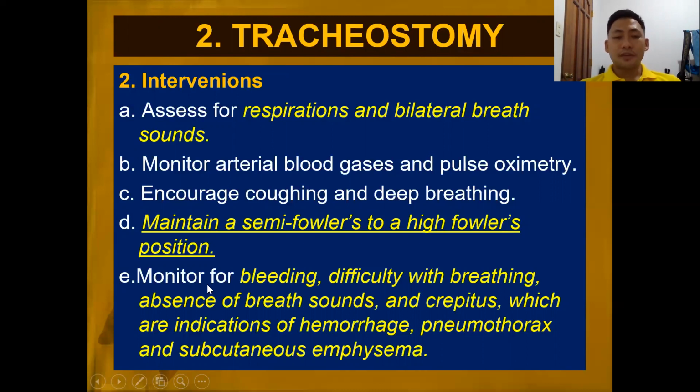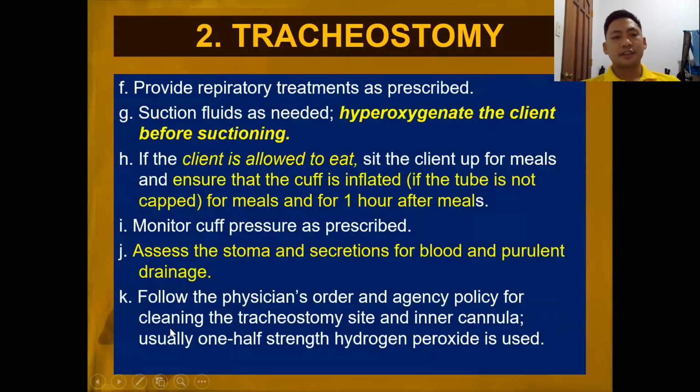Encourage coughing and deep breathing. Maintain a semi-Fowler's to high Fowler's position. Monitor for bleeding, difficulty with breathing, absence of breath sounds, and crepitus. Crepitus is also called subcutaneous emphysema, which are indications of hemorrhage, pneumothorax, and subcutaneous emphysema. Provide respiratory treatments as prescribed, suction fluids as needed, and hyperoxygenate the client before suctioning.